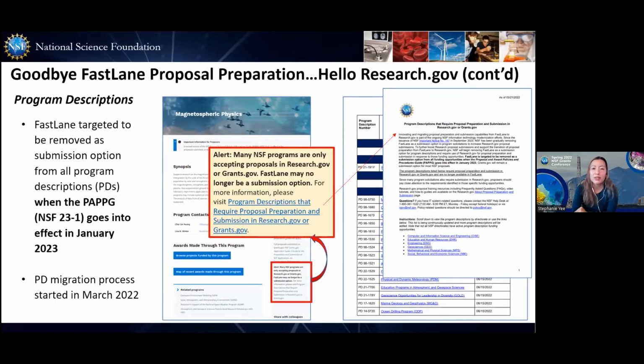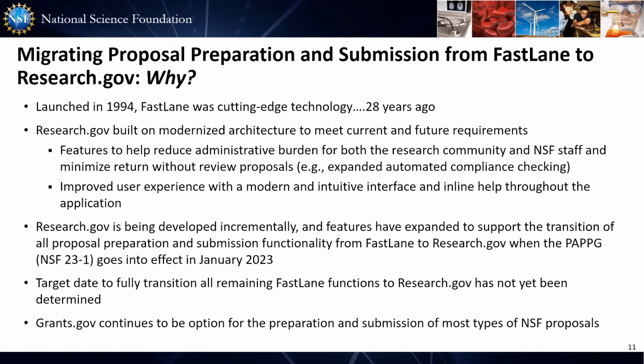We give 90 days notice if a solicitation or opportunity needs to be Research.gov only. For most of these, there is an effective date. We have effective dates as early as March, but if you look at the documents, there are some as far out as September and August. This is giving a heads up for the community to start thinking about this and start preparing your proposals in Research.gov.